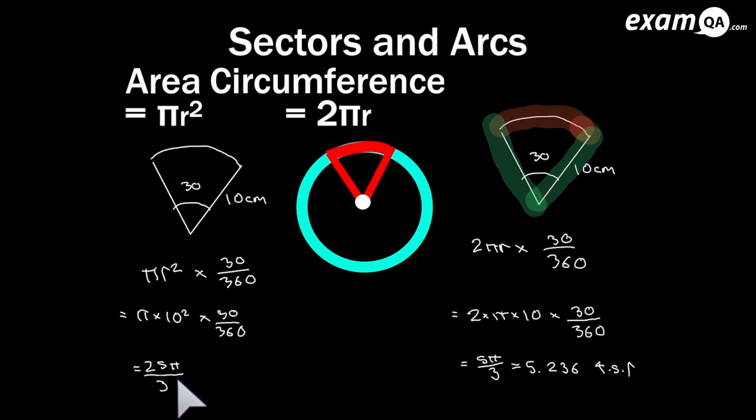So your answer will be 25 pi over 3 if your question wants your answer in terms of pi. And if it wants it as a decimal, you just press the SD button and you get 26.2 to 1 dp. And there we have it.